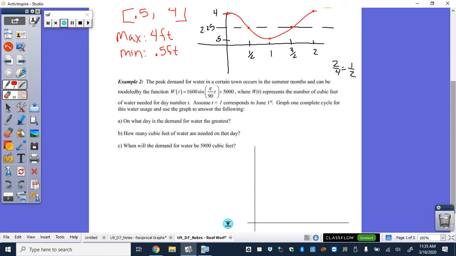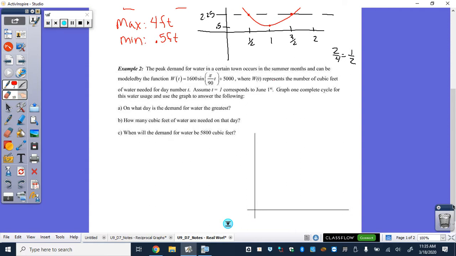Let's take a look at number 2. The peak demand for water in a certain town occurs in the summer months and can be modeled by this function given here, where W of t represents the number of cubic feet of water needed for day number t. Assume that t equals 1 corresponds to June 1st. Graph one complete cycle for this water usage and use the graph to answer the following questions.